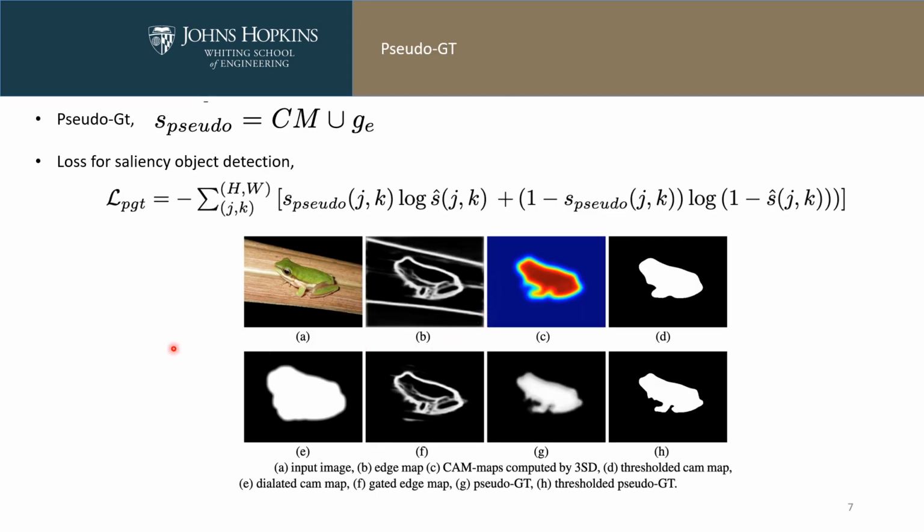Once we train the self-supervised classification task, we use the classification network to generate the class activation maps as shown here. Using the input image, we compute the edge map as shown here. We get the edges of the salient object using the class activation map to gate the edge map, as shown here. We define the pseudo ground truth label as a combination of the gated edge and the class activation map. And we use this pseudo label to train the saliency object detection network.